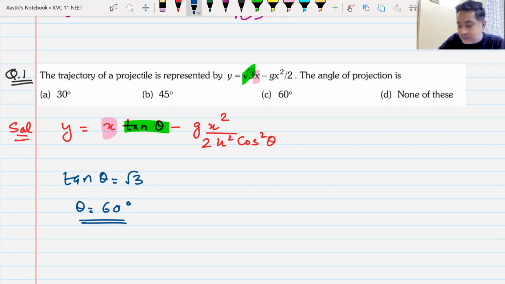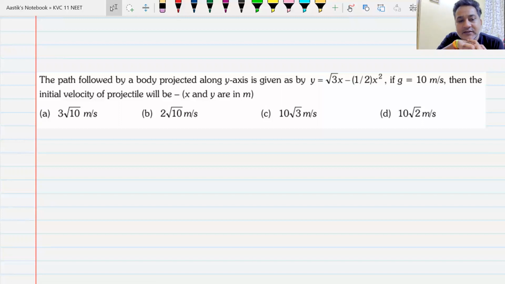Let's see how you do the next one. And I hope that you give me the correct answer. This is actually the same question, but they are now asking you something else. The path followed by the body projected along y-axis is given. g is given as 10 meter per second square. Then the initial velocity of the particle is. Initial velocity means they are asking you the value of u.